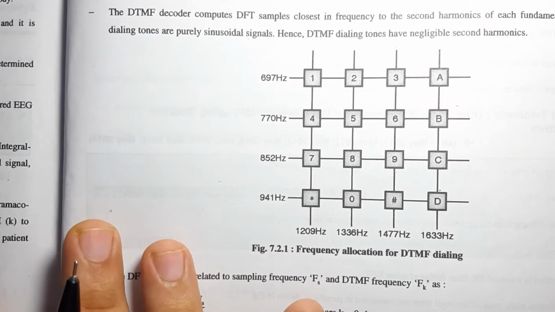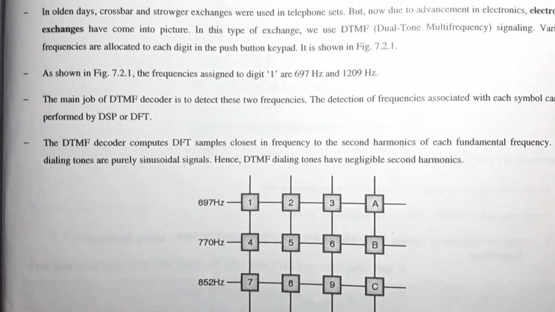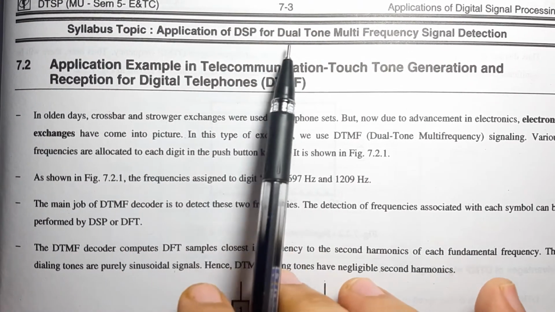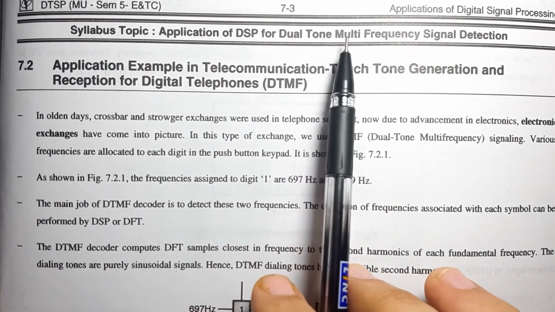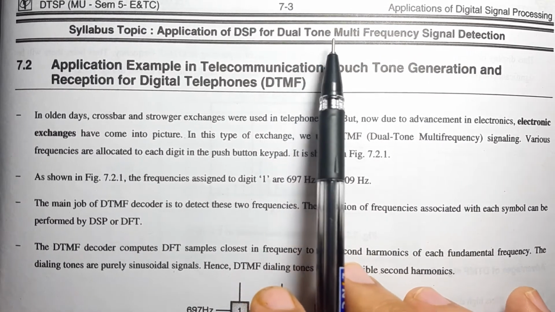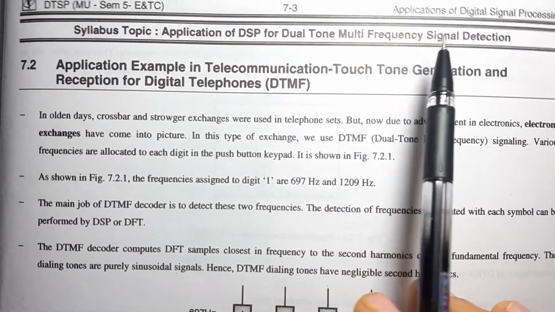Now, the second type of application we have is the application of DSP for DTMF, or dual tone multi-frequency signal detection. Now, dual tone multi-frequency, what do we mean? Let us see first of all.